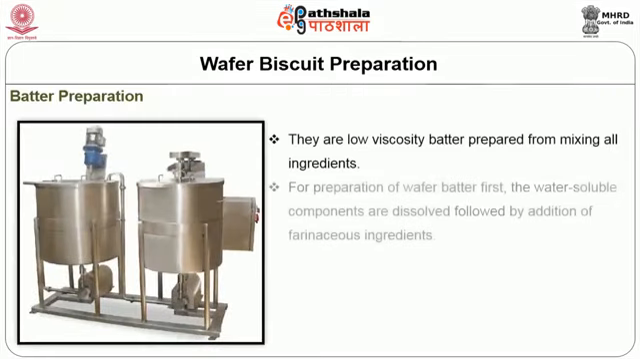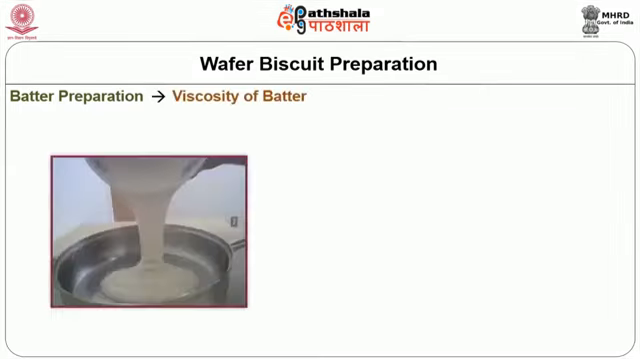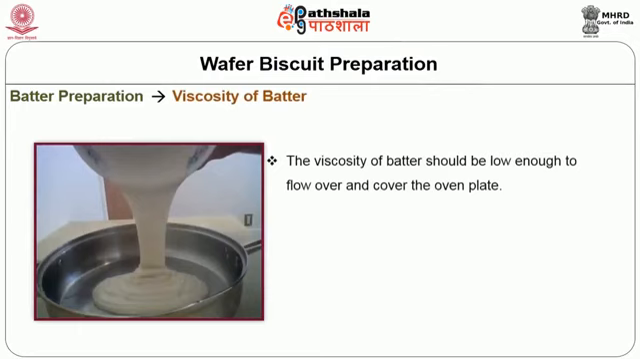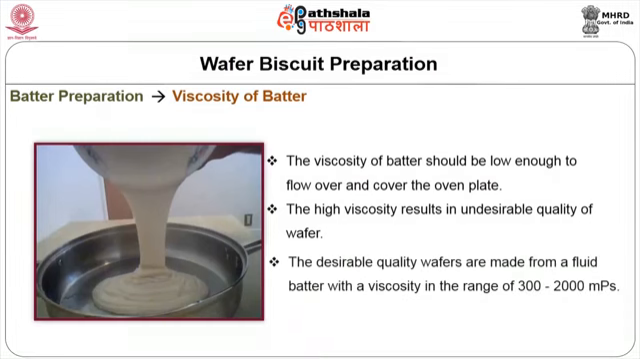Batter preparation. Wafer batter is prepared by mixing the water-soluble components followed by addition of other ingredients. The batter should be of homogeneous nature containing about 35 to 40% dry matter. Appropriate mixing is necessary to achieve a homogeneous suspension. The viscosity of batter should be low enough to flow over and cover the oven plate. The high viscosity results in undesirable quality of wafer. The desirable quality of wafers is made from a fluid batter with a viscosity in the range of 300 to 2000 megapascal.